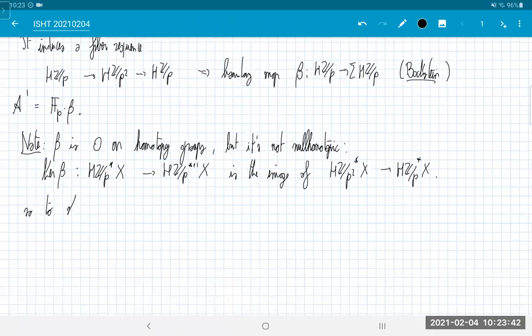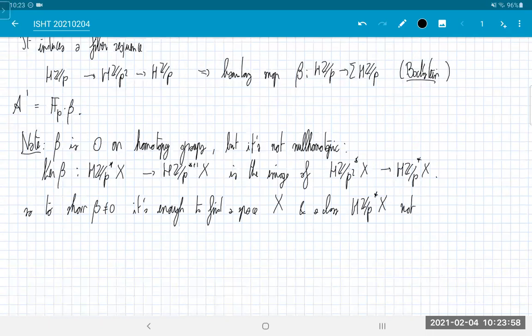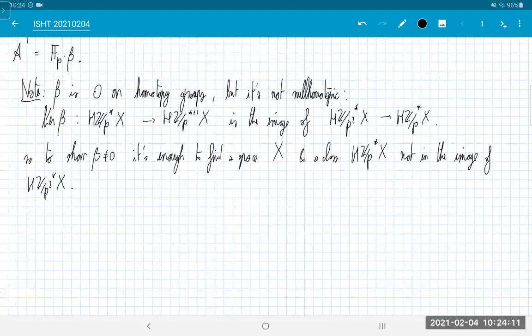To show beta is non-zero, it's enough to find a space X and a class in H^*(X; Z/p) not in the image of the reduction from H^*(X; Z/p²). Let me do the case p equals 2.